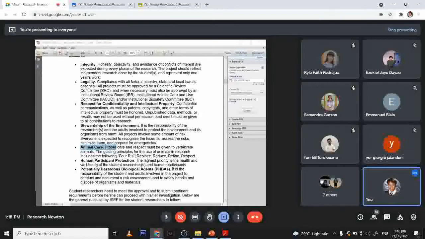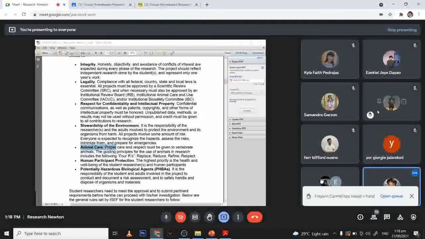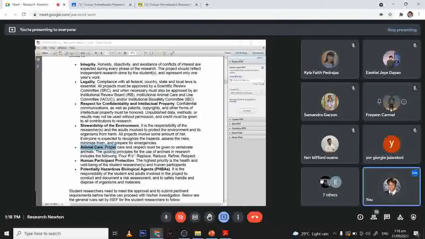Then lastly, PHBA, you can read. It is the responsibility of the student and adults involved in the project to conduct and document a risk assessment and to safely handle and dispose of organisms and materials. So if you use bacteria, fungi, or viruses, there must be risk assessment and proper handling. Okay? So these are the seven ethics statements.